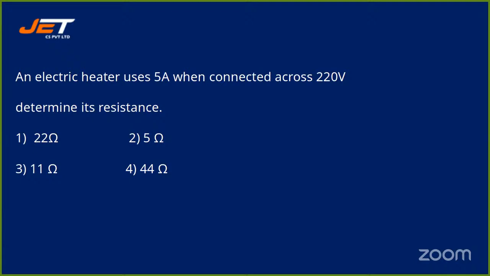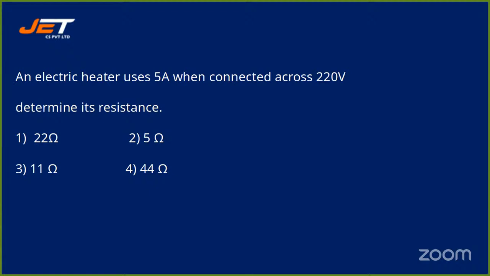Okay. Try this question. An electric heater uses 5 amperes when connected across 220 volts. Determine its resistance. An electric heater uses 5 amperes when connected across 220 volts. Determine its resistance. So which one do you have to use? You have to use Ohm's law. Ohm's law is what? V is equal to IR. V is given as 220 volts and I is given as 5 amperes.